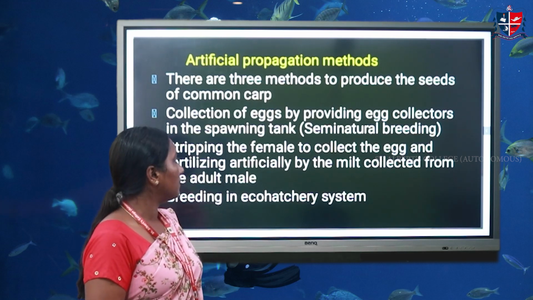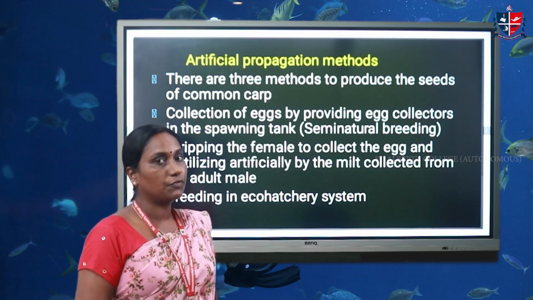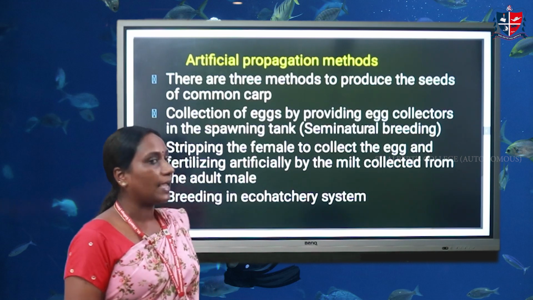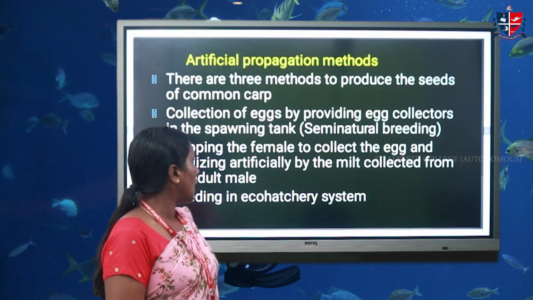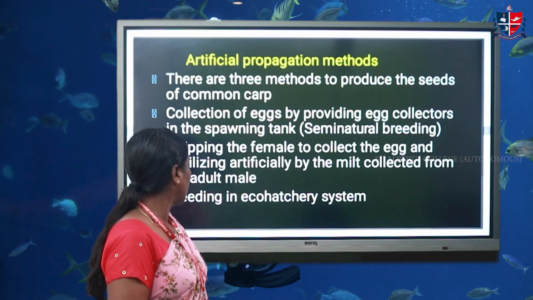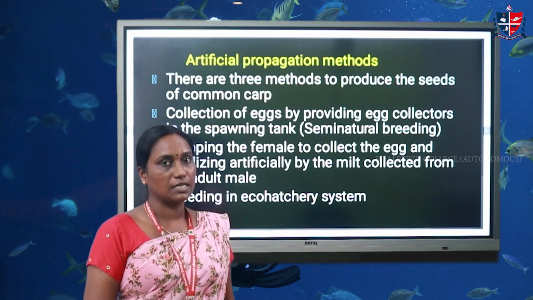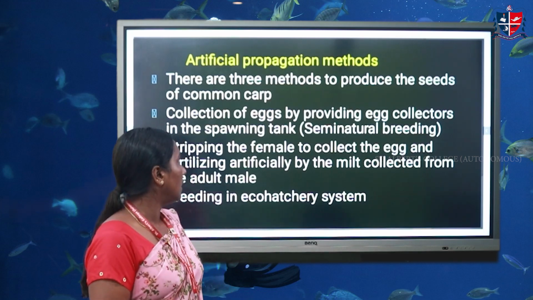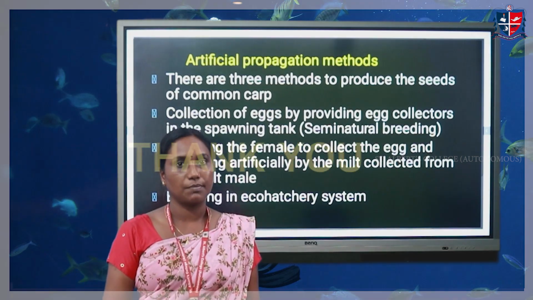In stripping, the female fishes are stripped to collect the eggs and fertilized artificially with the milt collected from male fishes. Breeding in eco-hatchery system is also done. And these are the artificial propagation methods.